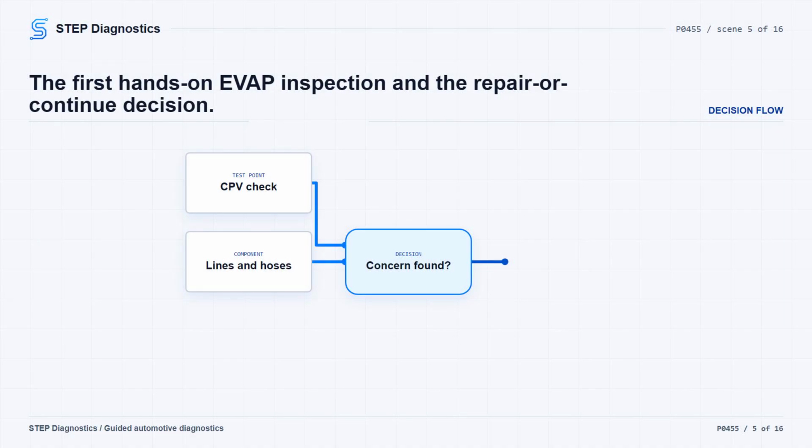Now do the EVAP system visual inspection. Look over the capless fuel tank filler pipe or fuel cap, the EVAP lines, and the hoses for damage or incorrect connections. Then run the scan tool CPV check if it is available. If you find a problem here, repair it as needed, clear the PCM codes, repeat the self-test, and rerun the EVAP system test. If no concern shows up, P0455 continues to the filler cap or capless filler inlet check.